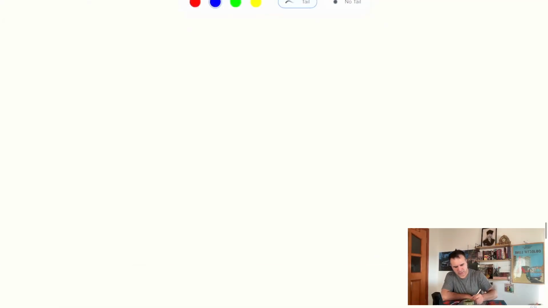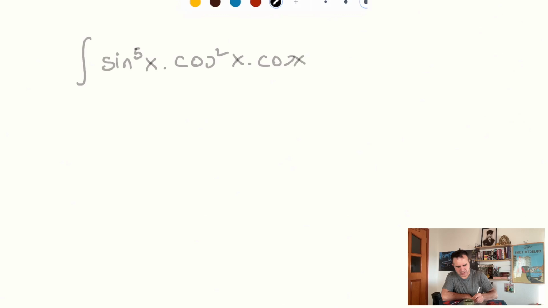Okay, let's write the integral again. The integral was sine to the power of 5x multiplied by cosine cube x, but I split it into cosine square of x and cosine x dx.